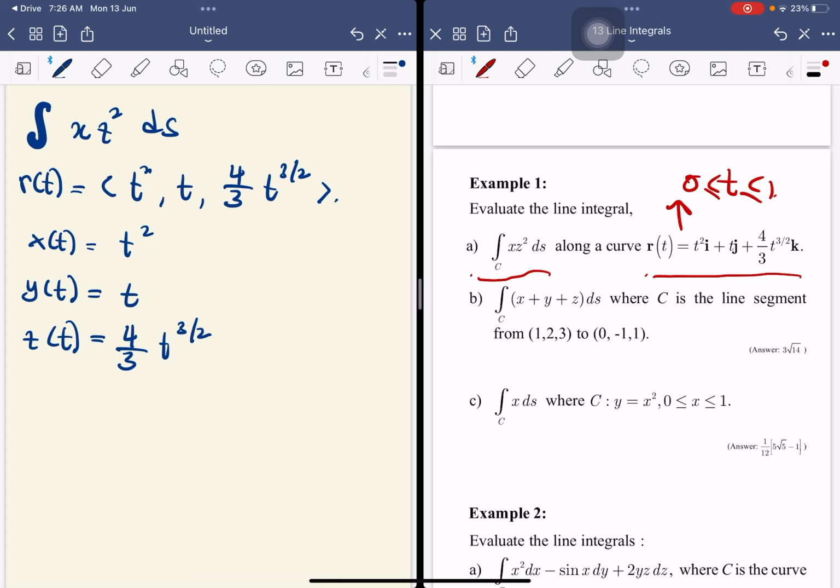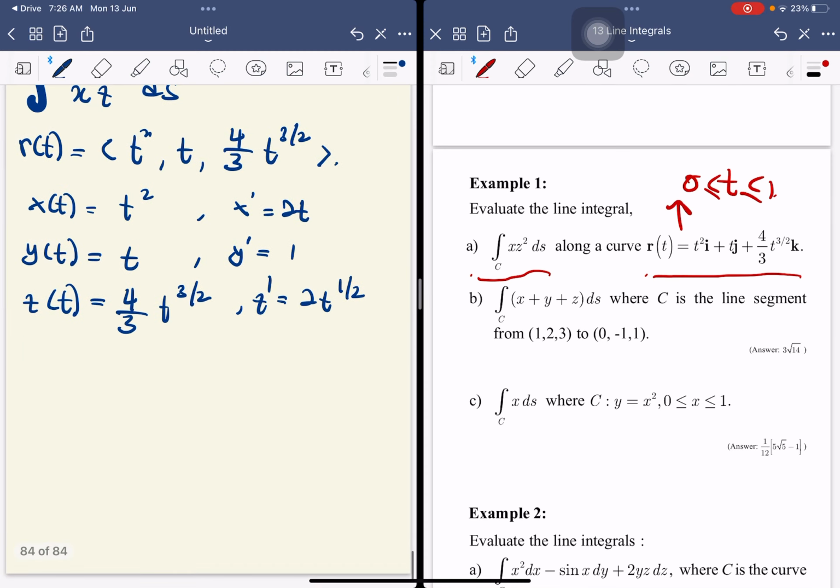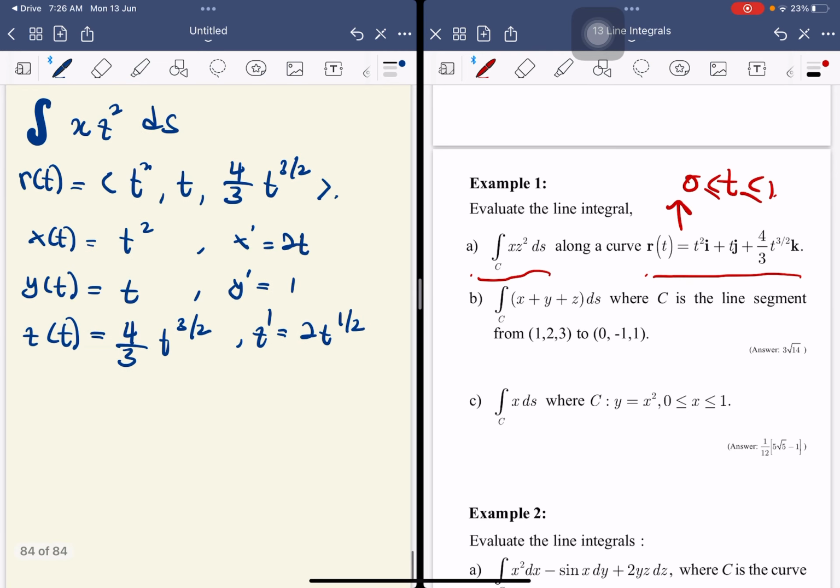Okay, so we need to find the derivative with respect to each equation over here. So we're going to get that x prime is equal to 2t, y prime is equal to 1, and then z prime is equal to 2t to the power of 1 over 2. So why do we need this? In order for us to transform this part, right? This part.